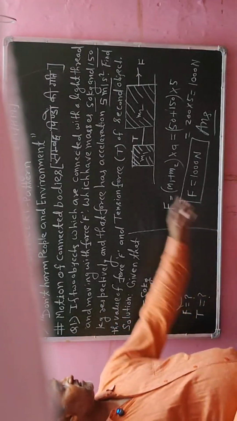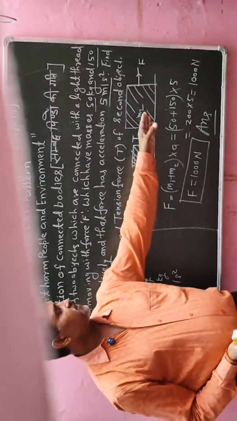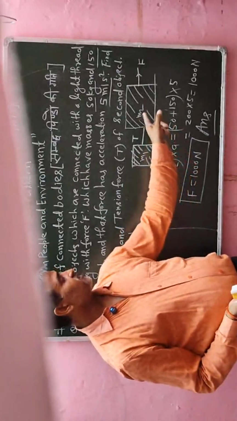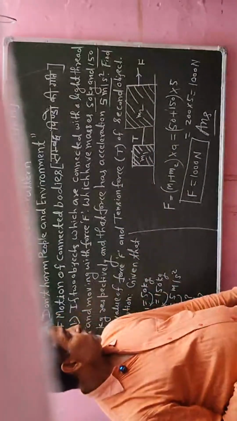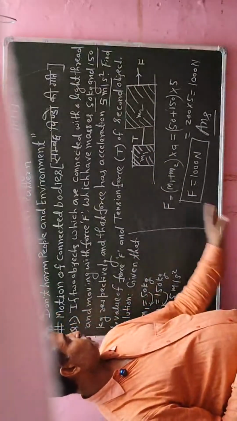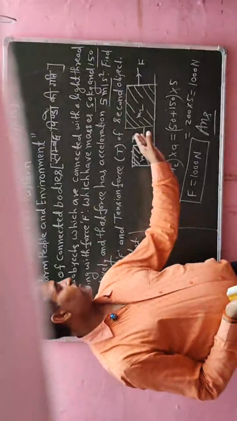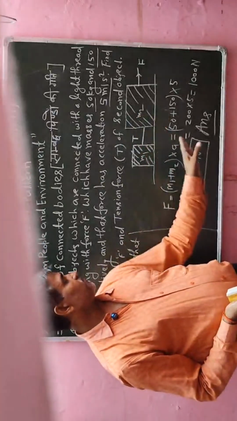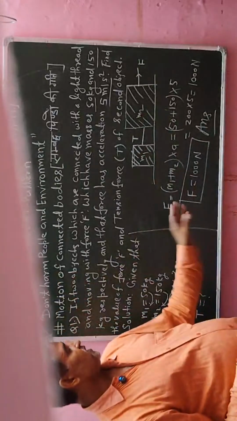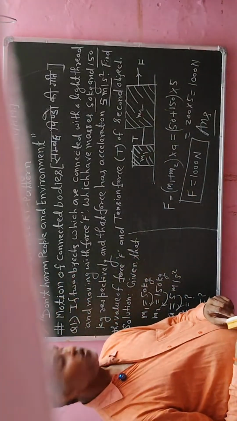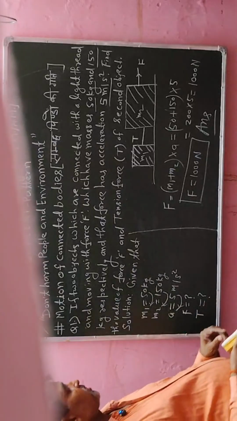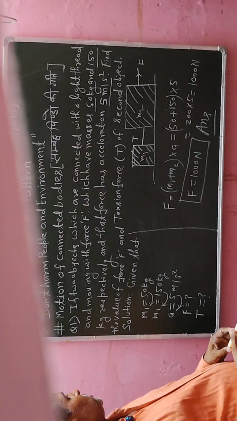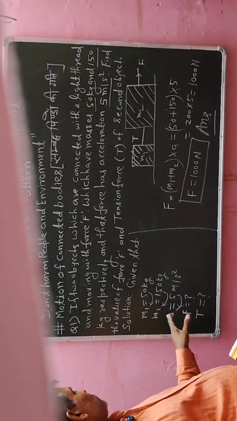Now we have to get the tension force on the second object. So on the second object we take the mass m2. We will use the concept formula, and then evaluate the value: T is equal to m2 into F divided by m1 plus m2. So I will use that concept to find the tension force.